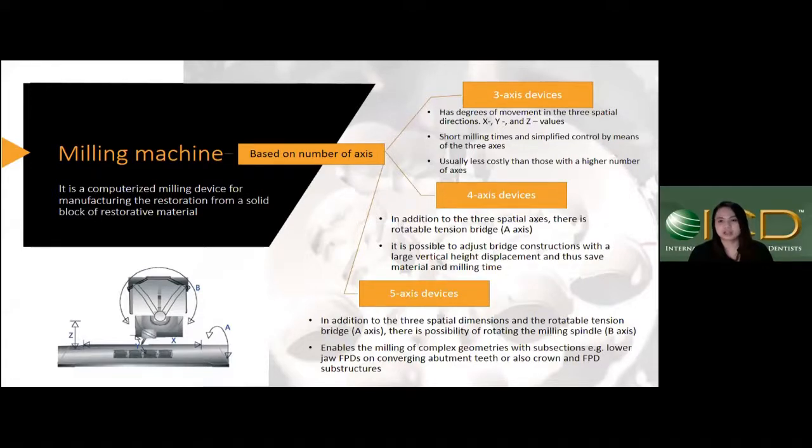The 3-axis has the X, Y, and Z axes. For the 4-axis, there's an additional rotatable tension bridge, which is the A axis. And for the 5-axis, there's an additional B axis, which is the rotation of the milling spindle. So the 5-axis device enables the milling of complex geometries, such as subsections.